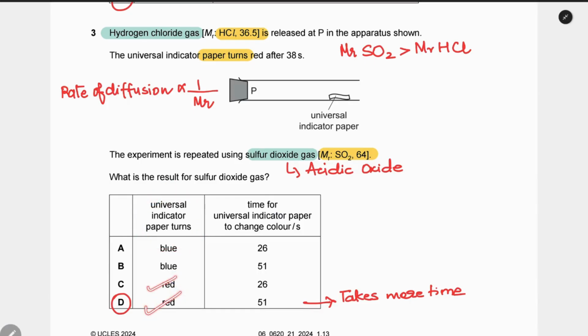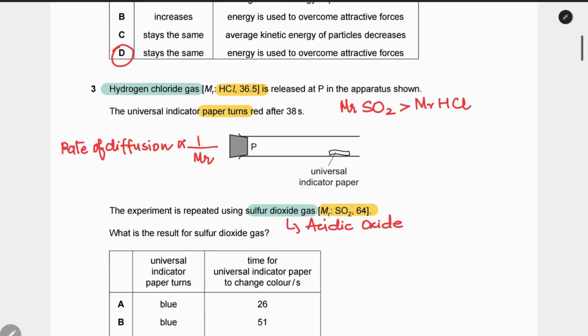So we have two options here. A and B get cancelled directly. So we can eliminate whenever we see a direct answer. Now, time for universal indicator paper to change color. Over here we have two options given, 26 and 51. We should know that whenever we want to find out about diffusion, rate of diffusion is inversely proportional to the molar mass. So if the molar mass is high, the rate of diffusion becomes lower. And if the molar mass is low, rate of diffusion becomes higher.